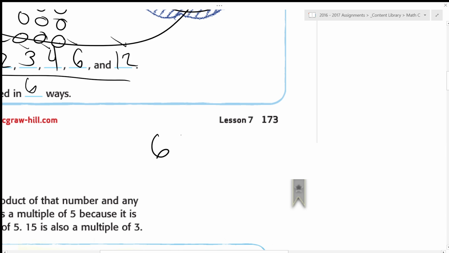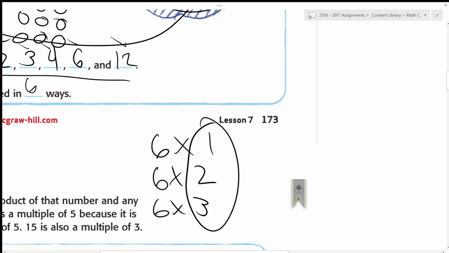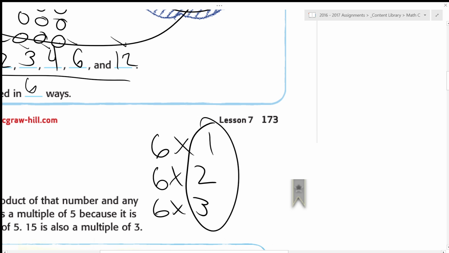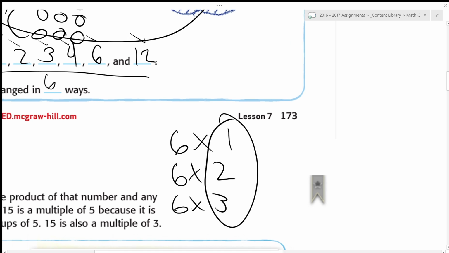Well, we can do 6 times 1, 6 times 2, 6 times 3, and these are what we call whole numbers, meaning it's not part of a number. So I know you guys have had some introduction to fractions. This would be 1 out of 4. So this is a whole number. 1/4 of that number, or 0.25 of that number, is not a whole number. So we wouldn't do that. We would only do whole numbers like 1, 2, 3, and so on.